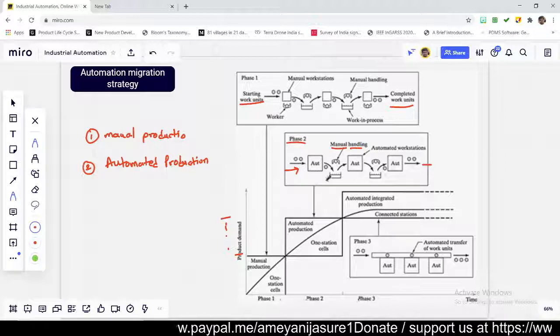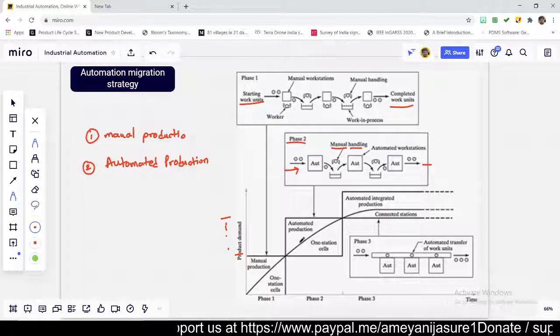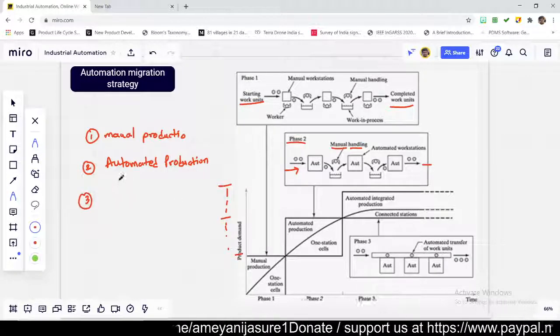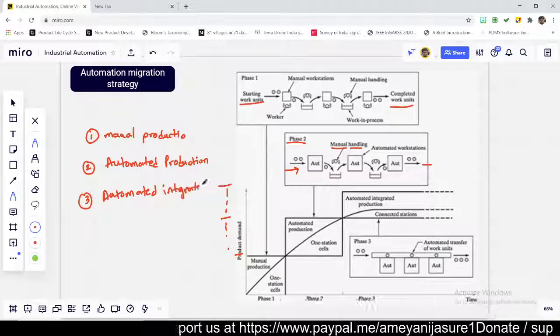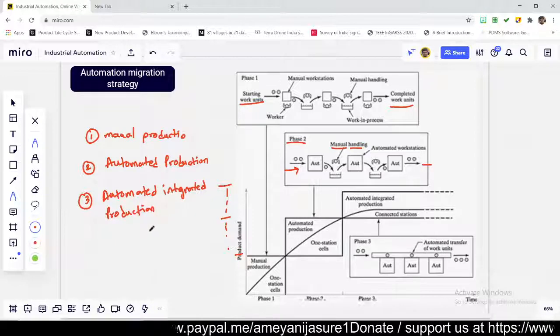Once this is also familiarized and done, and you are achieving optimized higher production rates with phase 2, and still your demand is increasing, then you think of going for a third phase, which is called automated integrated production. So what changes in automated integrated production? You basically try to automate everything.